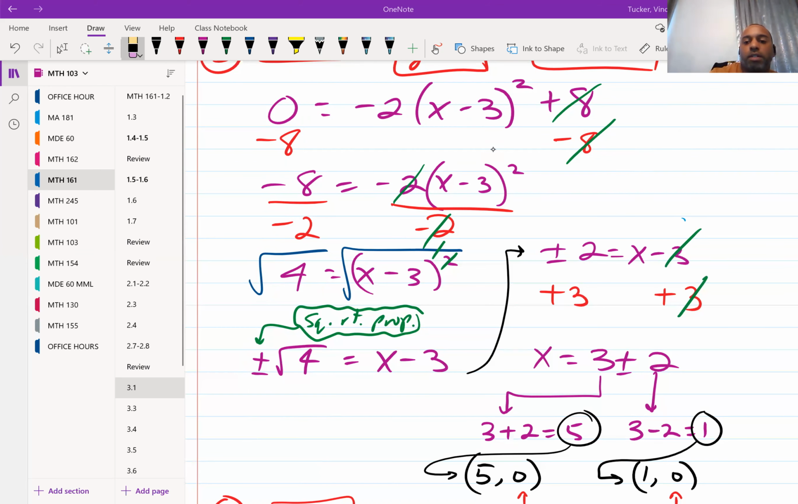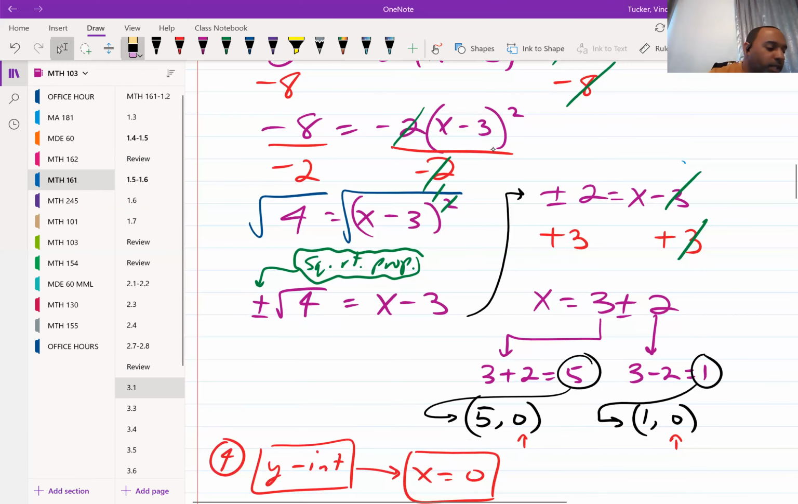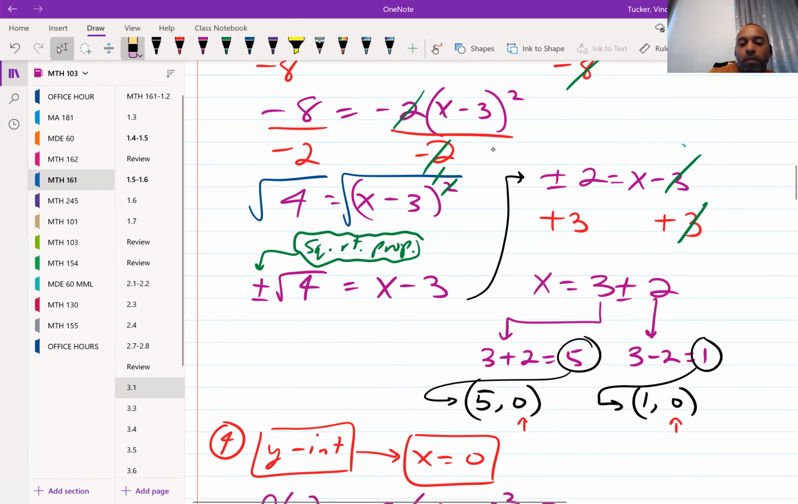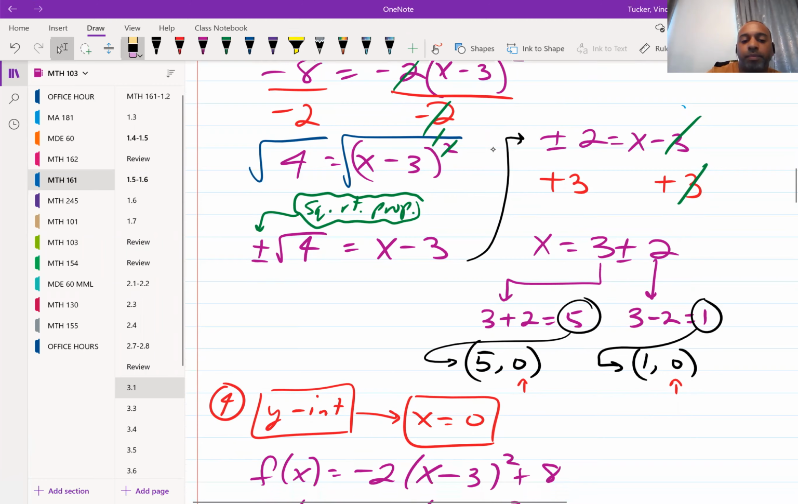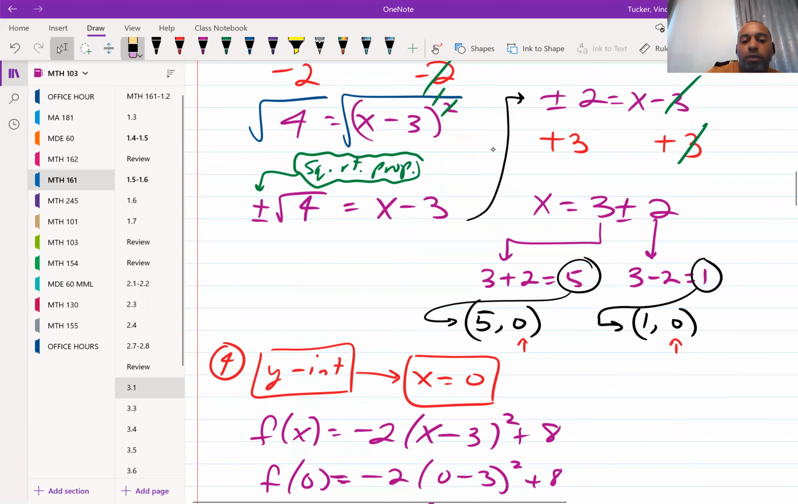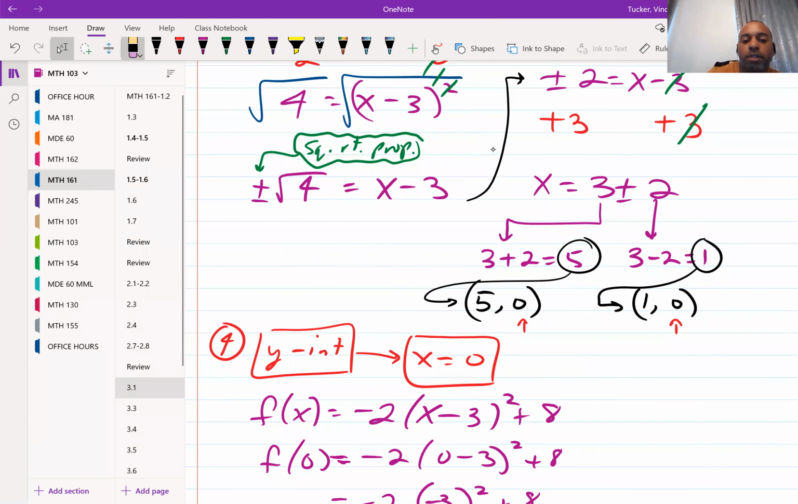All right. The next step is to find your y-intercept. When you're trying to find your y-intercept, you let x be equal to 0. In order to find your x-intercept, you let y be equal to 0. To find your y-intercept, you let x be equal to 0. So we just plug 0 into the function.